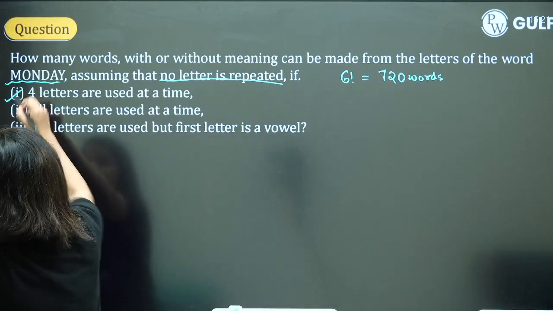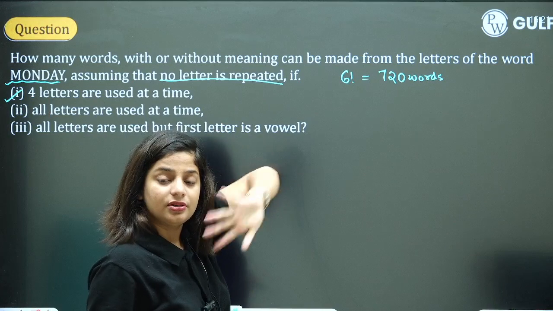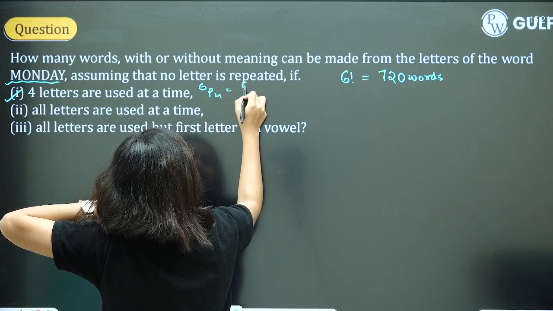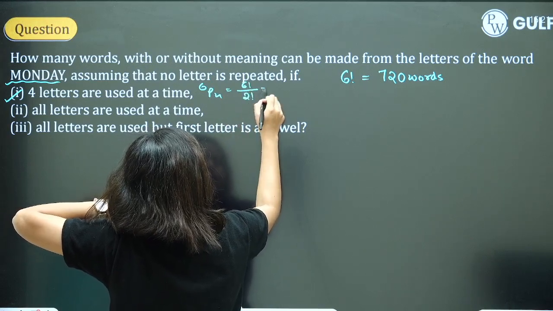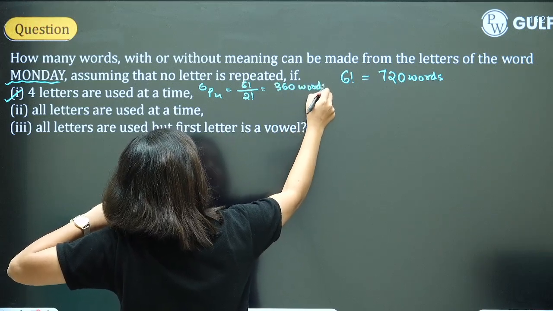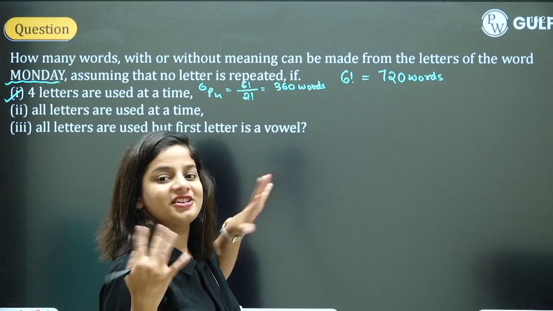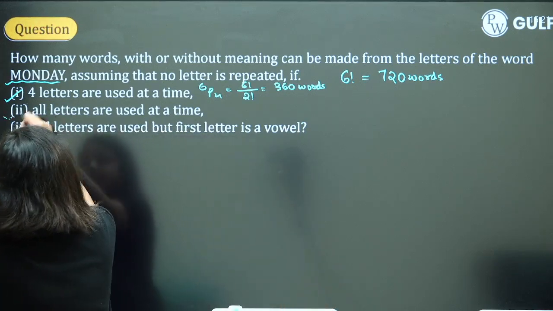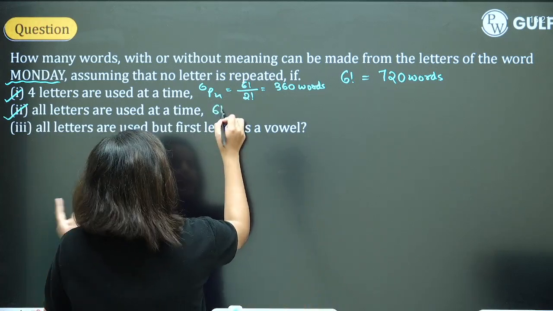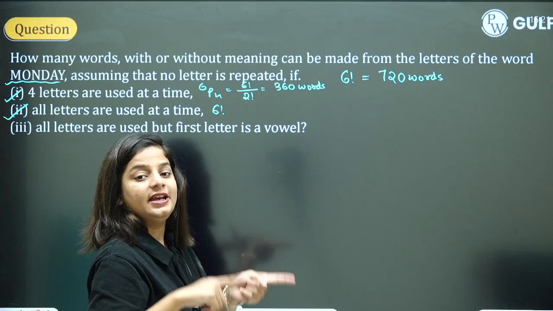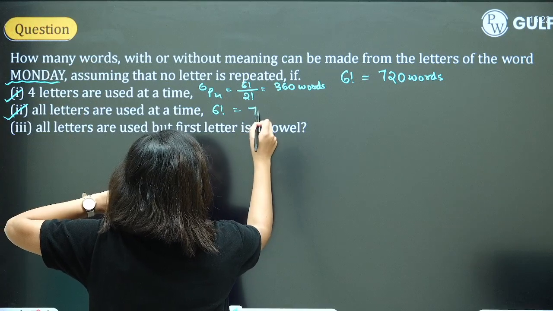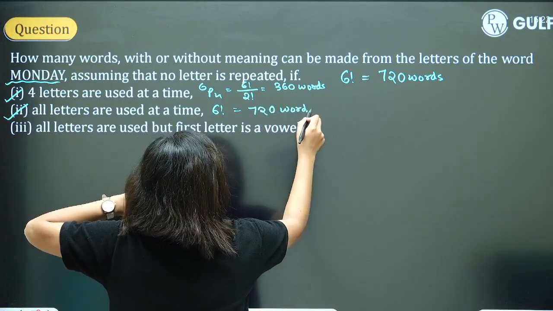Now coming to the first question. 4 letters are used at a time: 6P4, which is 6 factorial upon (6 minus 4) factorial, 2 factorial. 6 factorial is 720 by 2, 360 words. If 4 letters are used, 360 words can be formed. Second, all letters are used. Monday has 6 letters, and all 6 are used. We said that n objects can be arranged in n factorial ways at n places. So if 6 objects are arranged at 6 places, it will be 6 factorial, that is 720 words.